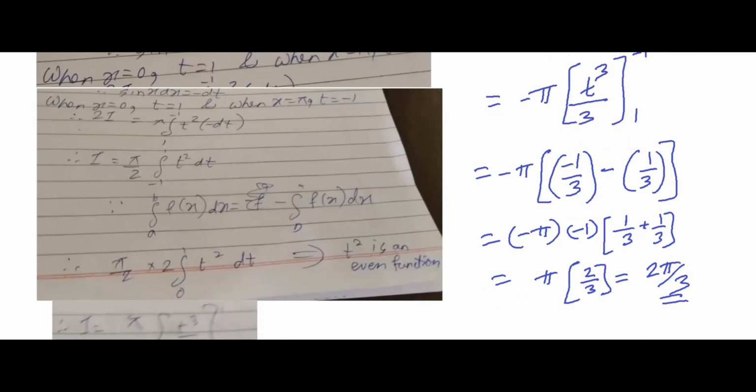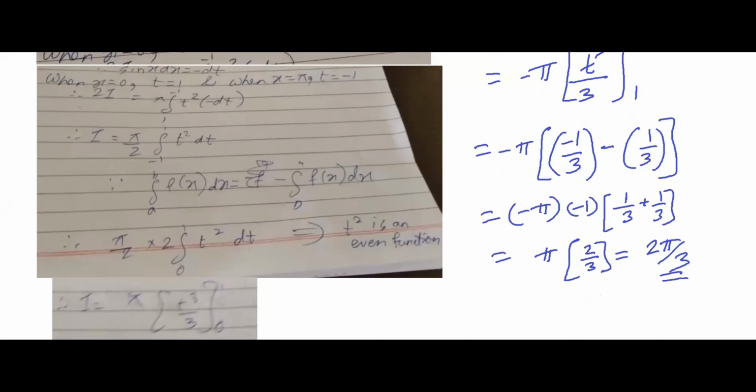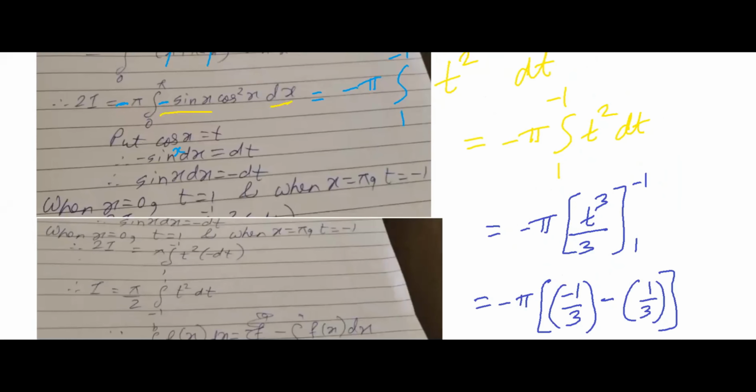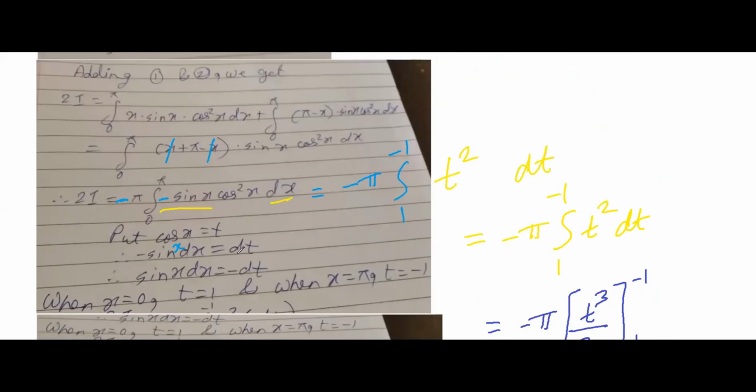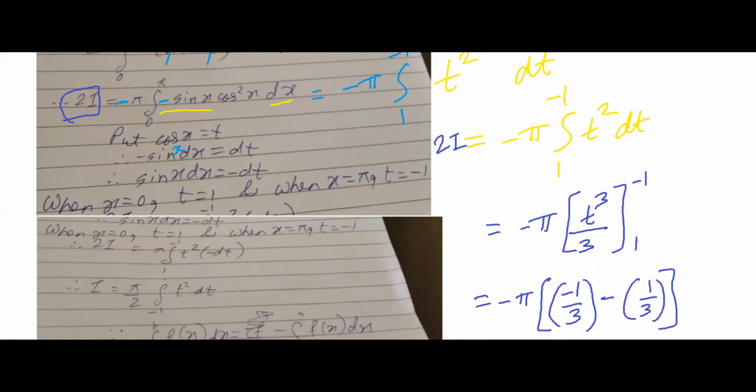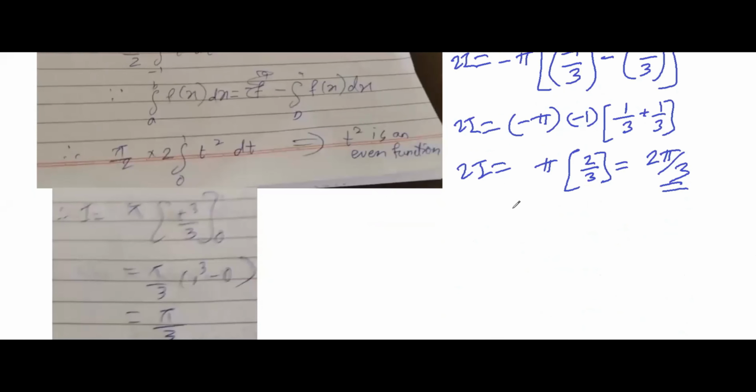Let's check whether this is what you got. I got the answer as 2 pi by 3. Now what is my left hand side? This left hand side is 2I, so I need to write here 2I. Then my final answer will be, this 2 and 2 get cancelled, and I will get the answer as pi by 3.